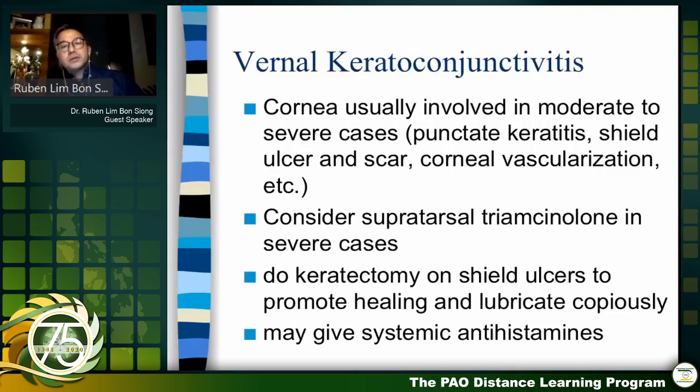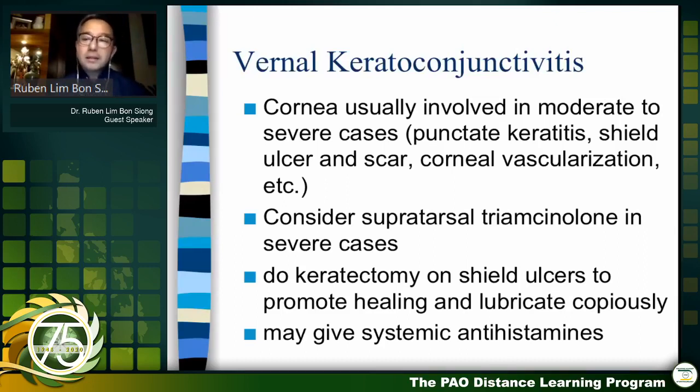So in VKC, the cornea is usually involved. You get punctate keratitis, shield ulcers, and then they become scars. And there is also corneal vascularization. That's why VKC is a blinding disease. It can cause corneal blindness if not treated adequately. Usually in severe cases in children, we give supratarsal triamcinolone, because it really works, and it's a depot.